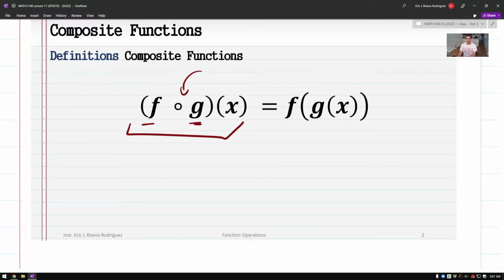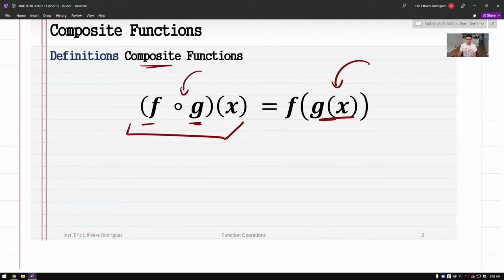The order here is important: how we write from left to right the first function and the second function. And this circle here means the composition. It refers to the composition of those two functions. This is the definition of composite functions: when we have this order, the second function becomes the input of the first function, f. So g becomes the input of the function f.